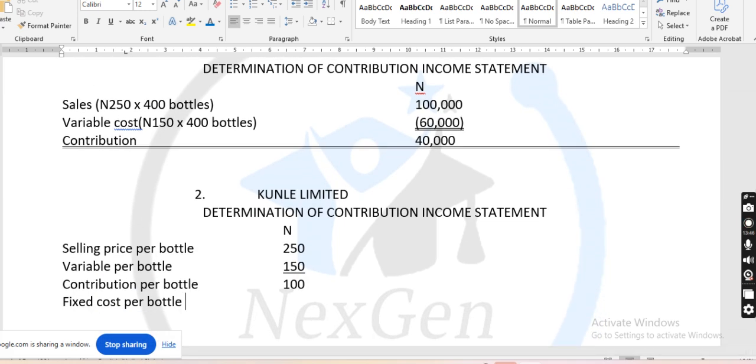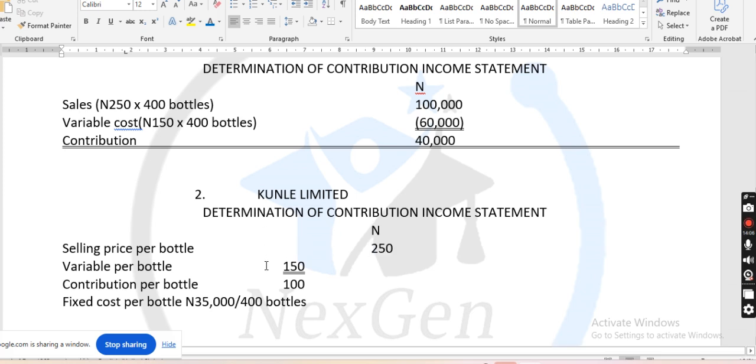So, 35,000 divided by 400 bottles will give you the cost per bottle, right? We give you the cost per bottle. So what do you have, class? We have 87.5, that is 87 naira 50 kobo, right? Class, thank you.